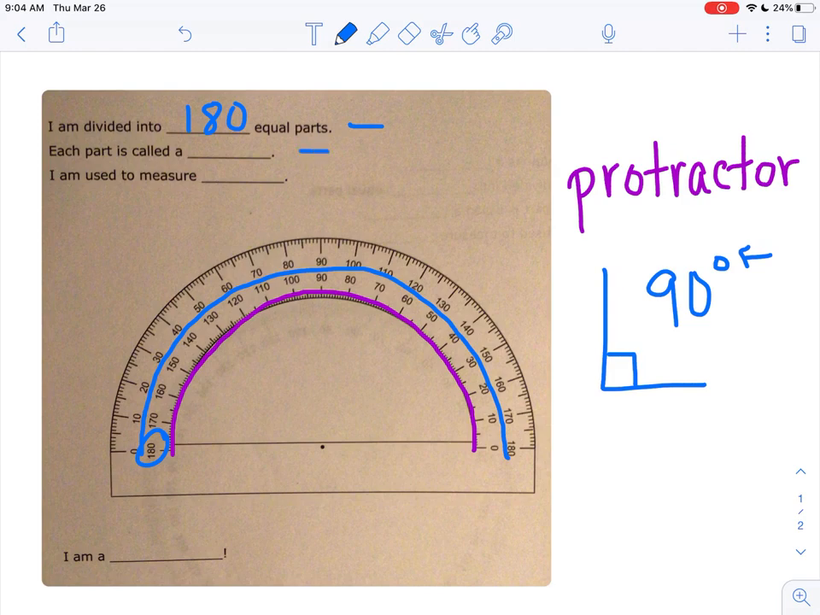The second question says, each part is called a, well, what did we say? When we're measuring on the protractor, and I say this is 70 what? Degrees, exactly. So each part is called a degree.